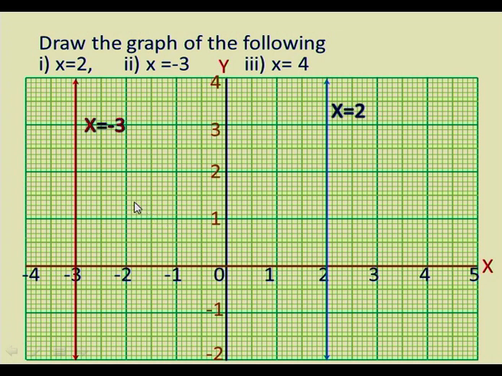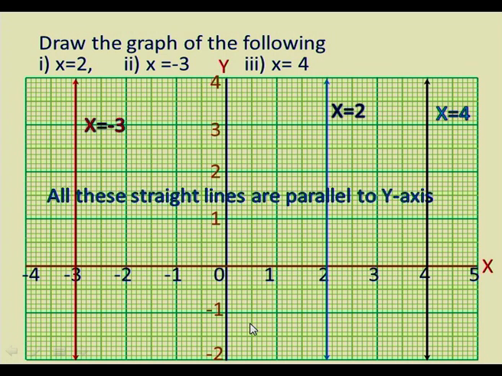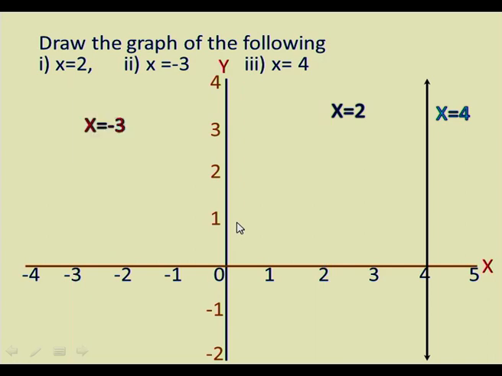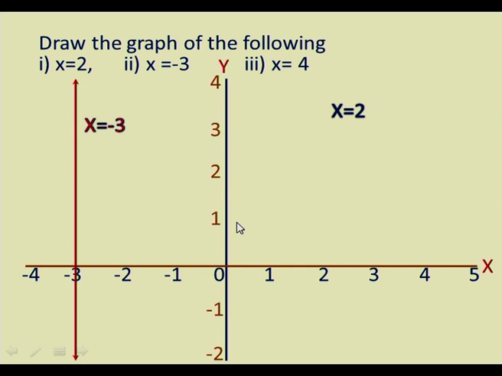Now, one more value I have to take, x is equal to 4. You are able to see all 3 lines here: x is equal to 2, x is equal to -3, x is equal to 4. But have you observed what is common between all these 3? All these 3 lines are parallel to the vertical line, that is the y axis. All these straight lines are parallel to the y axis. If I remove the graph, you are able to see that the line which is blinking is parallel to the y axis. At the same time, x is equal to -3 is also parallel to the y axis, and x is equal to 4 is also parallel to the y axis.